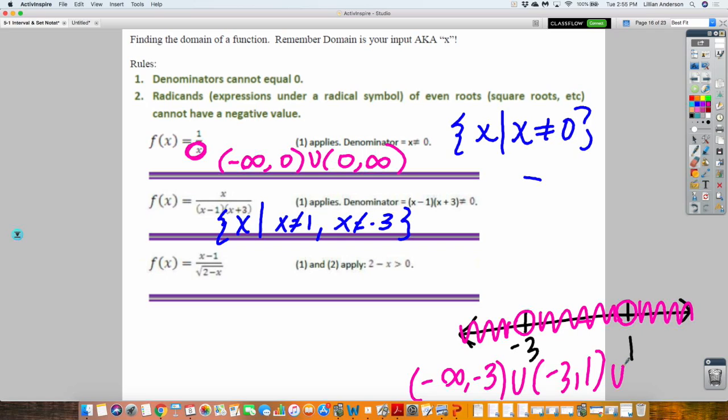Parentheses. Then what about this part in the middle? Negative 3 comma 1 with the what? A union. And then another union. That's why I like set. And to be honest, I would choose set over interval any day. That's just me though. Okay? But that's how you would write it in interval.